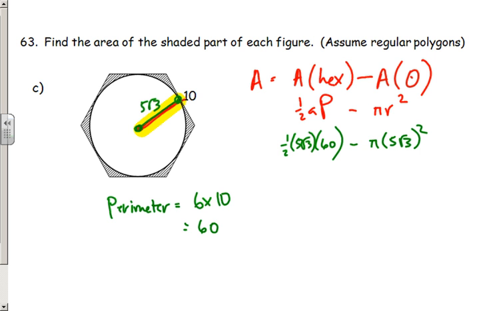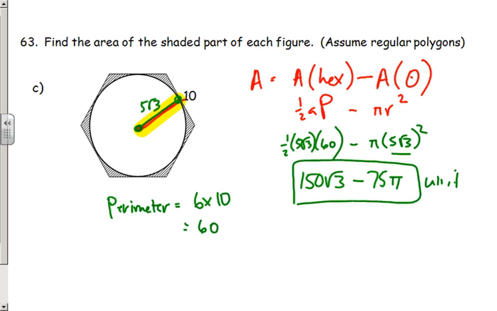I'm going to subtract the area of the circle, which is pi 5 root 3 squared, because the apothem of the hexagon is also the radius of the circle. So this is what I get. Half of this is going to give me 150 root 3. 5 root 3 squared, we just did in the last one, was 75. So this gives me 75 pi. Again, we're talking units squared.